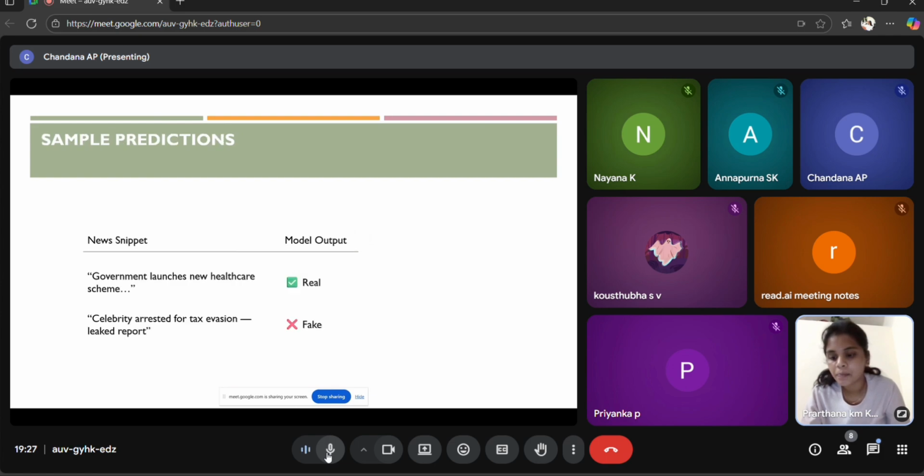Sample prediction. This presents a few examples of how our model classifies news snippets. Government launches a new healthcare scheme. The model correctly identified this as real news. And celebrity arrested for tax evasion, leaked report. The model predicts this is fake, which is accurate based on our dataset. This example demonstrates that the model can effectively distinguish between genuine and misleading news articles in practical scenarios. Next will be continued by my team member.